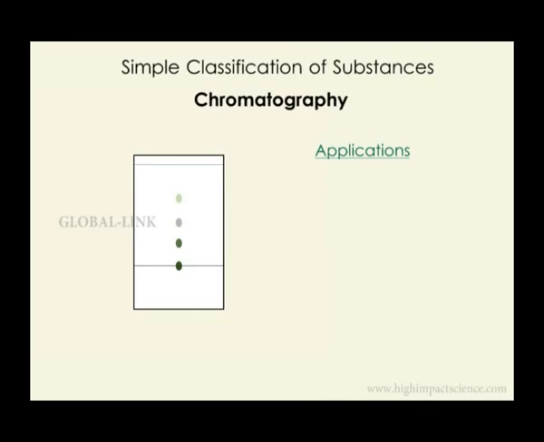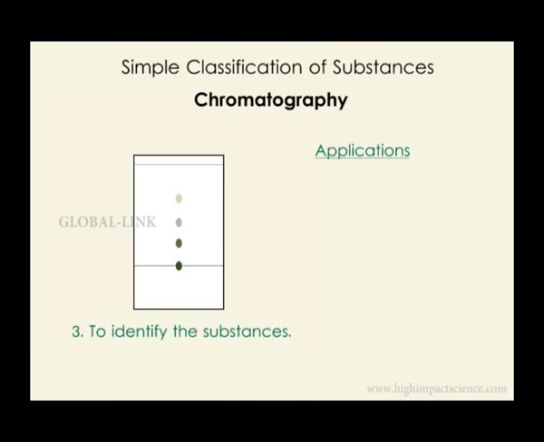Chromatography is used in 3 things. First, to find out how many substances are in the mixture. In this case, we said it's 3 because we had 3 components. Secondly, to check for purity of substances. Pure simply means it contains only one substance. So if it separates only into one spot, then it's a pure substance. Ours was not pure. And lastly, to identify the substances.